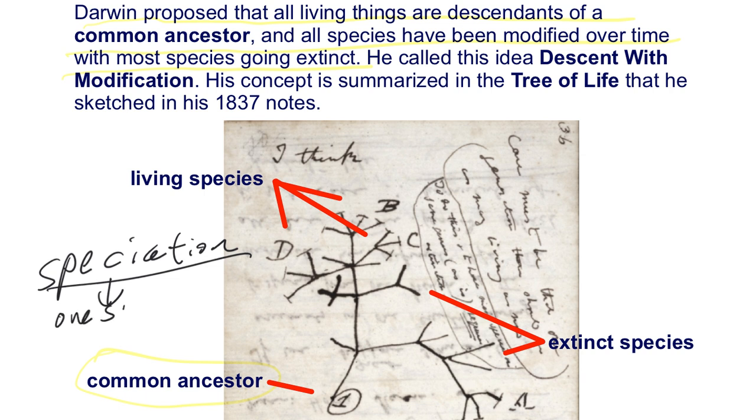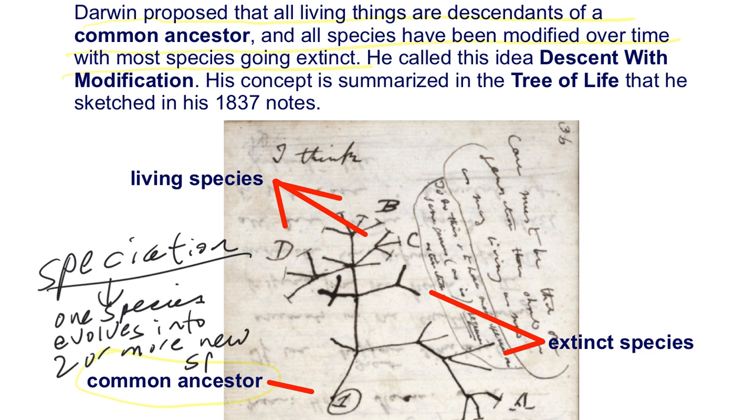So one species evolves into two or more. Well, it could be one or more new species. Now, when I say a new species, you couldn't take the new species individual and try to mate him or her with the original species that it evolved from, because they won't produce children anymore. That's the definition of a new species.